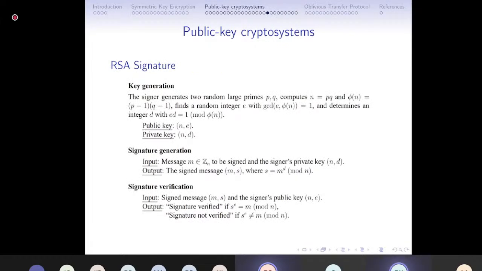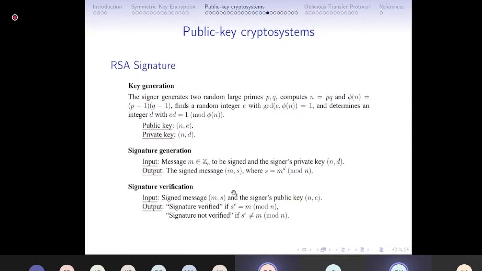Public key digital signature: the RSA based digital signature scheme. The key generation phase is similar to the RSA encryption scheme, with the only change in the signature generation. In signature generation, the signer takes the message and computes the signature using his private key as m raised to the power d, and sends the signature as well as the message to the verifier.